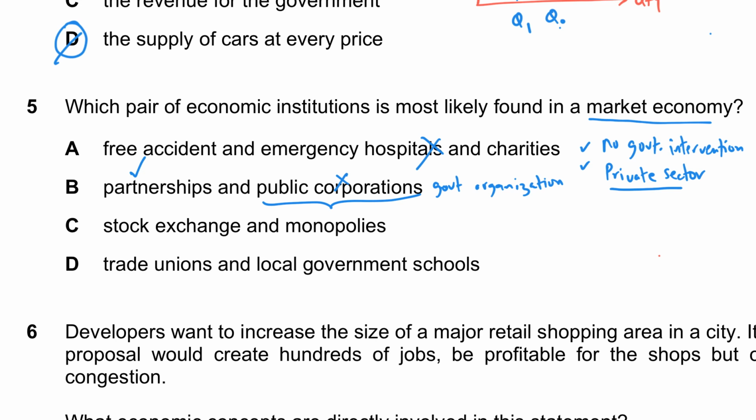Stock exchange and monopolies could be true, because stock exchange is a market where firms' shares are listed, and monopolies can be found in a market economy if firms become too powerful. Trade union and local government schools. Again, local government schools will make this answer choice wrong. So the best answer is C, which basically says that stock exchange and monopolies can be found in a market economy.